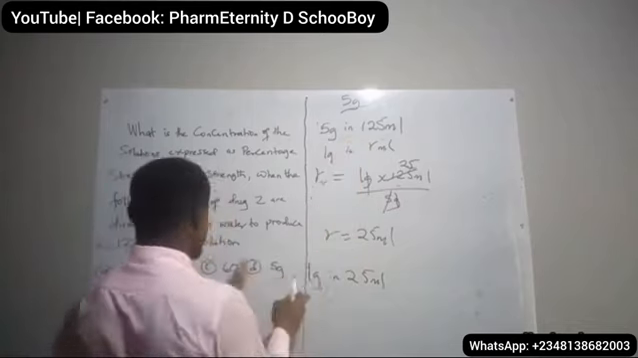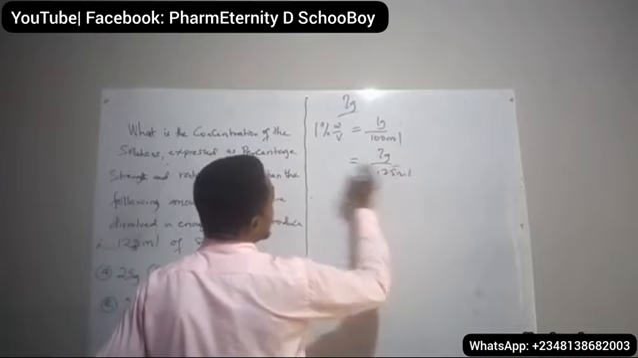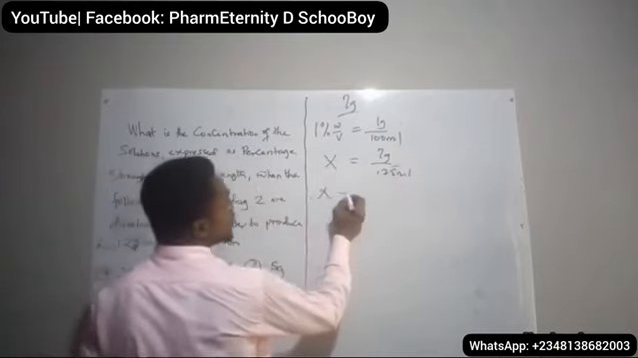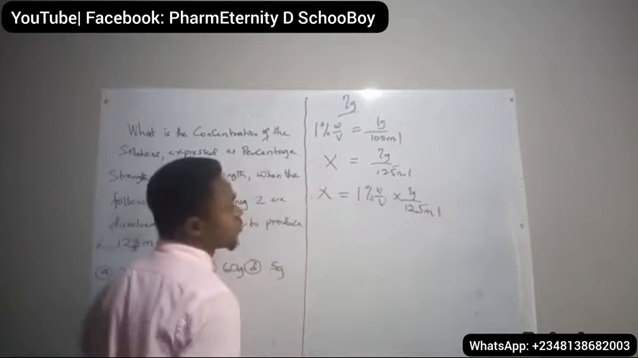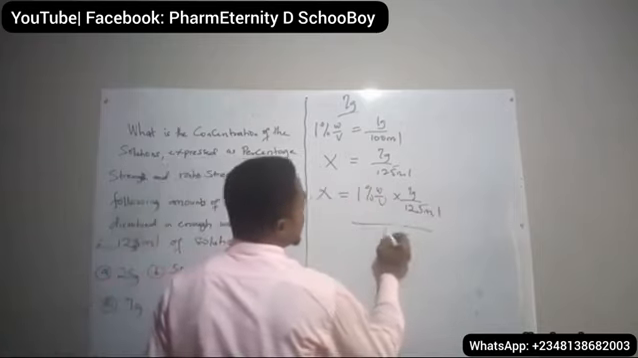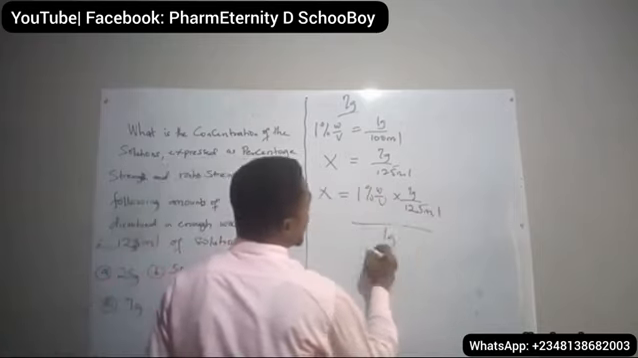So 7 grams in 125 ml will give us X, which we don't know. So X is equal to 1% weight per volume times 7 gram over 125 ml, divided by 1 gram over 100 ml. This will give us 1% weight per volume times 7 gram over 125 ml, times 100 ml over 1 gram. Remember, gram will cancel gram, and ml will cancel ml.